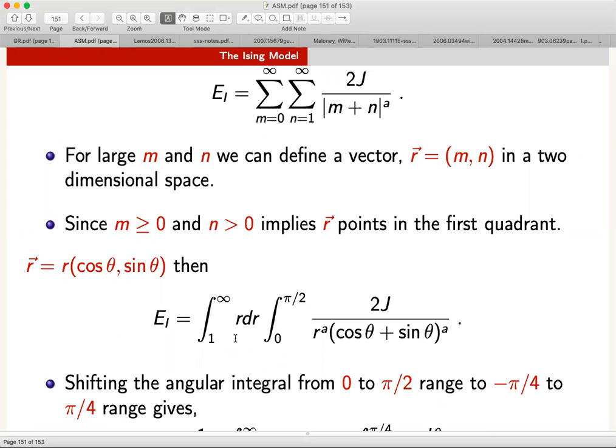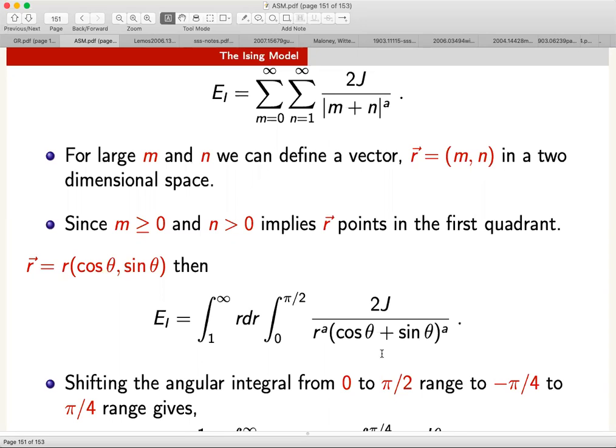Okay. So this is the integral from 1 to infinity of r dr. And the integration on the angular variable goes from 0 to pi by 2 because you're only in the first quadrant. And then (m plus n) to the a can be written as r to the a times (cos theta plus sin theta) whole to the a. Fine. Just using this representation of m and n as r cos theta and r sin theta, you just plug it in.